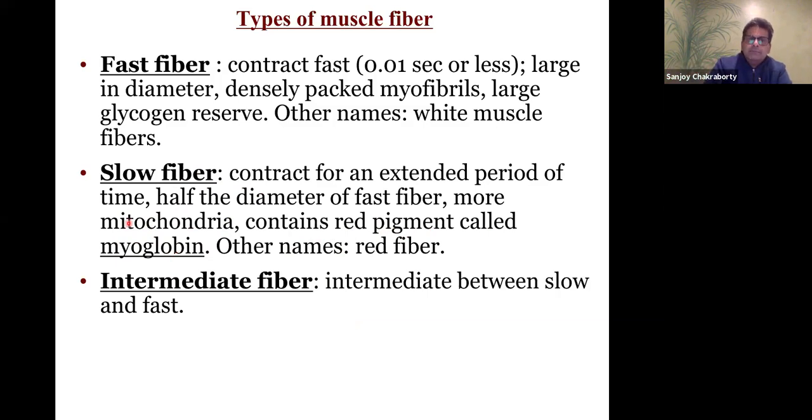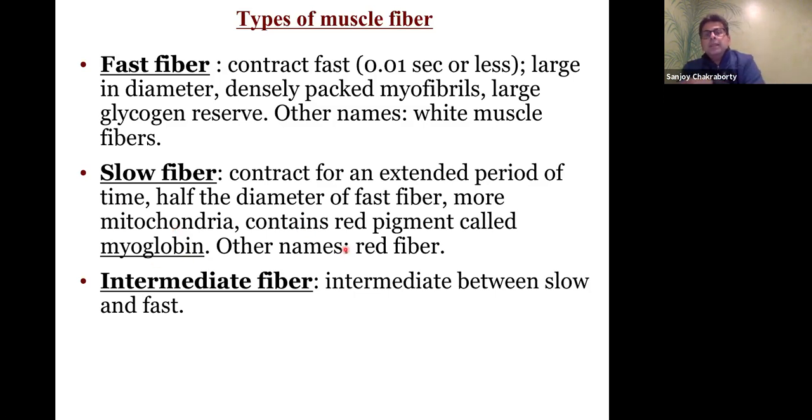So this kind of muscle is slow fiber. They're producing energy a little bit less as far as the time is concerned, but they can do it for a prolonged period of time because they have their reserve oxygen, because they have a red pigment called myoglobin.